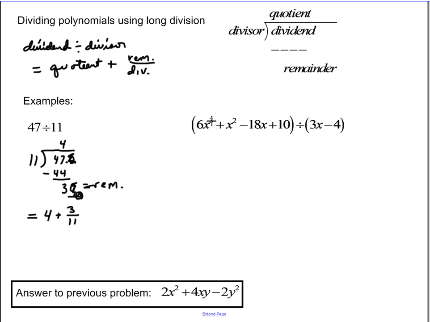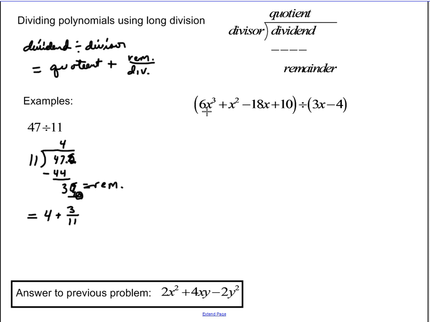All right, so how does this work when it comes to polynomials? Well, actually, not that much differently, surprisingly. We're going to set up everything in sort of the same way that we did before. We have our divisor, in this case, 3x minus 4 outside of our division tableau here. And underneath, we're going to put 6x cubed plus x squared minus 18x plus 10.